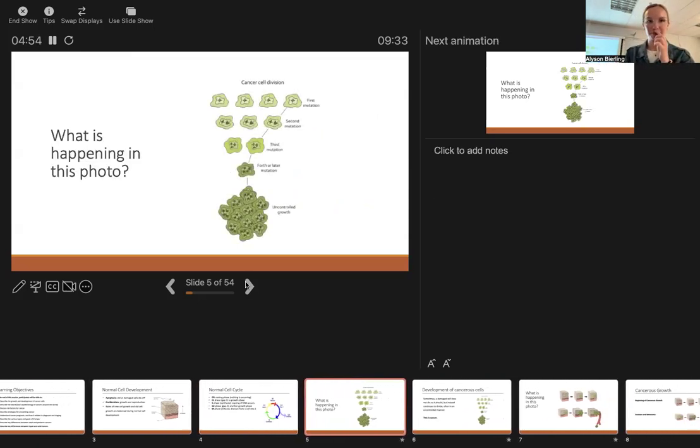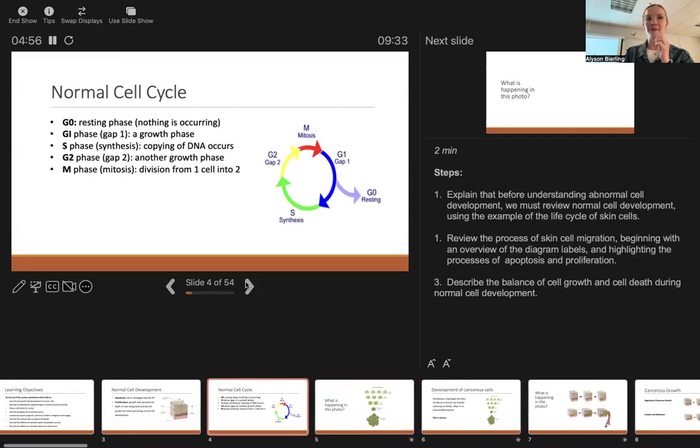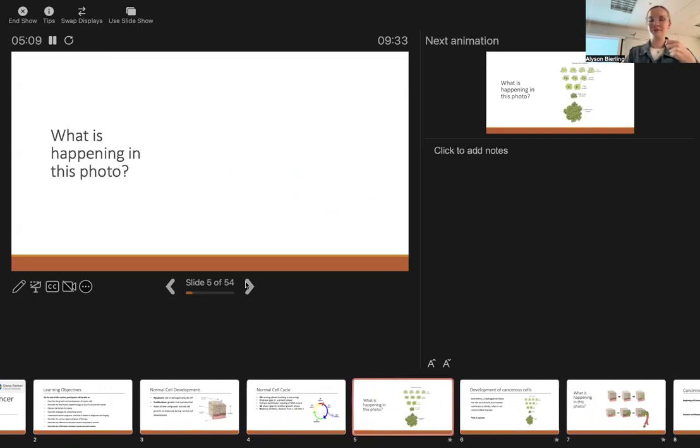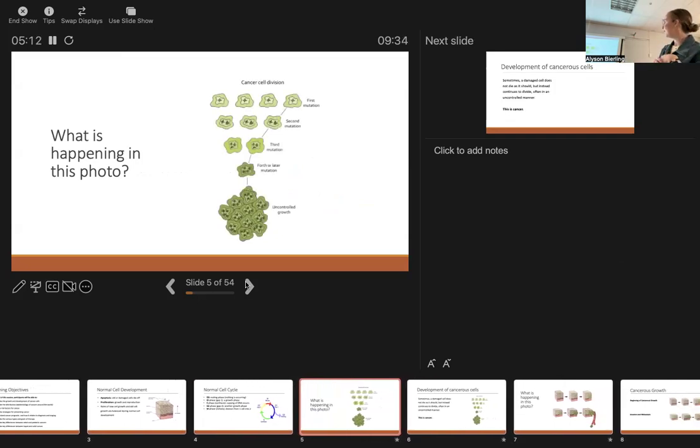All right. So now moving on from the normal process of the cell cycle and cell division, we're going to talk about what happens for cancer to develop. I want you all to turn to your neighbor and take a minute or two to discuss together what you think might be happening in this photo here.